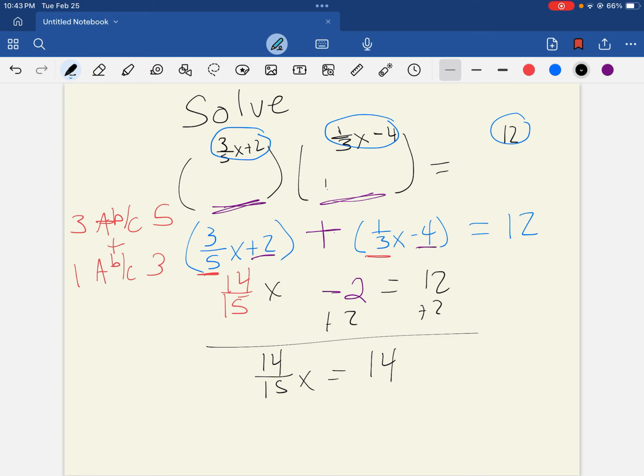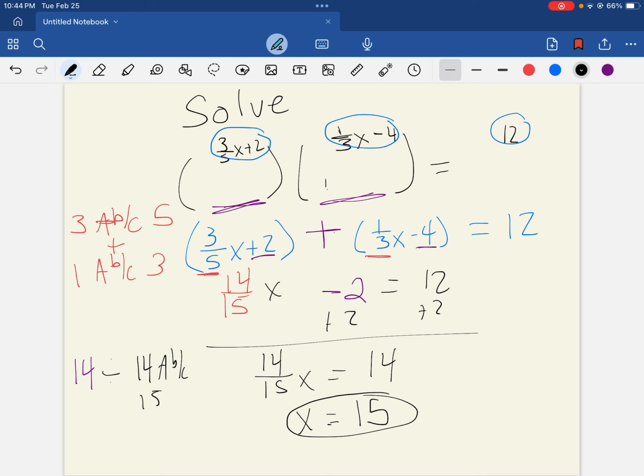Then I am going to divide both sides by 14/15. So what I would do on my calculator is take 14 divided by 14 ABC 15. And when you do that, what we're going to get is 15. This will be my answer.